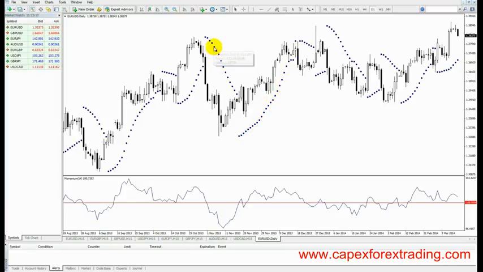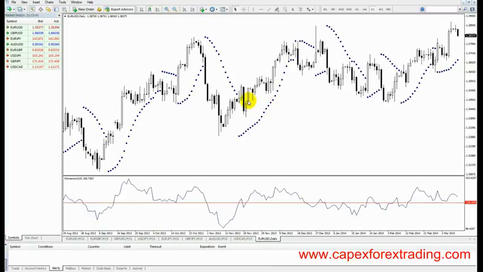So in this instance here, we have these parabolic SAR dots above our candles, so we're looking to sell. And in this example here, we have our parabolic SAR dots below our candlesticks, so we're looking to buy. Now, unfortunately, the parabolic SAR indicator cannot be used on its own.